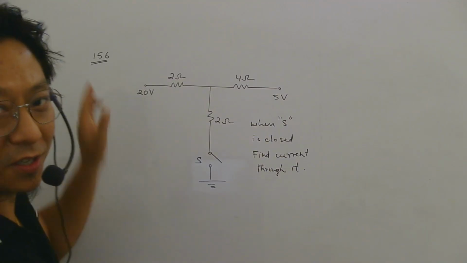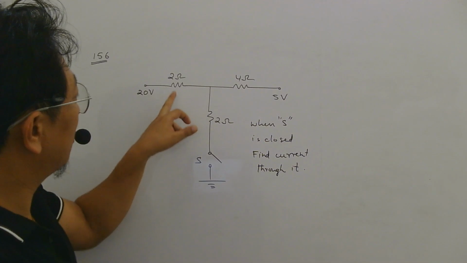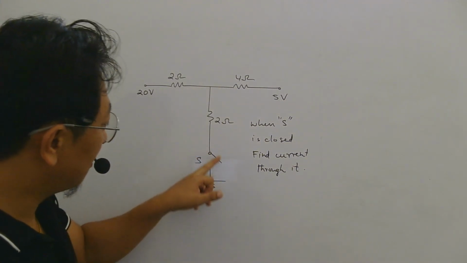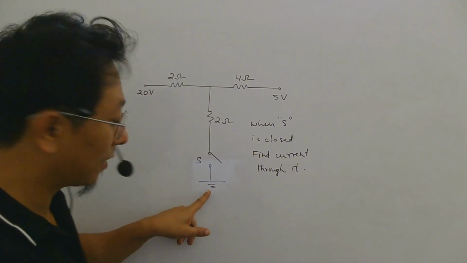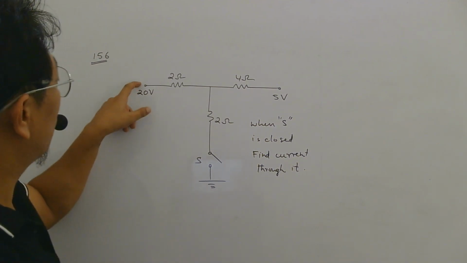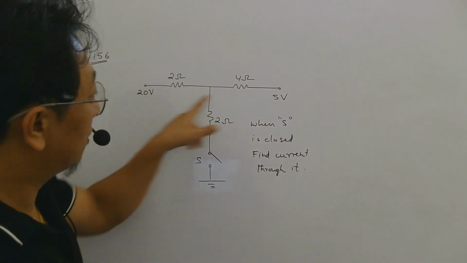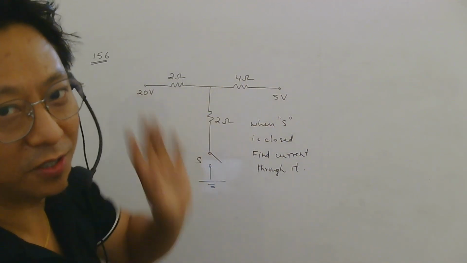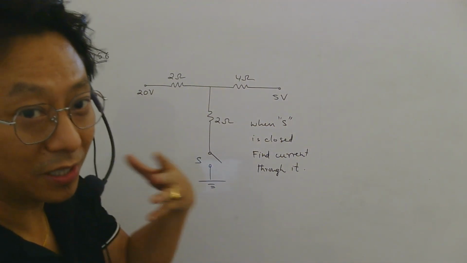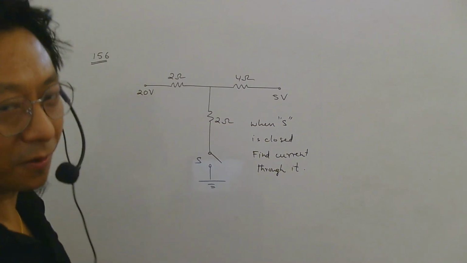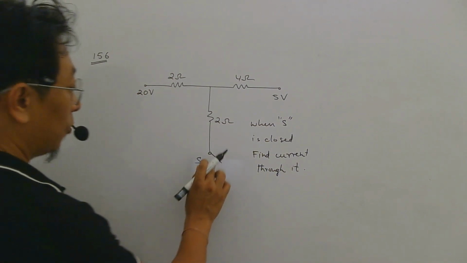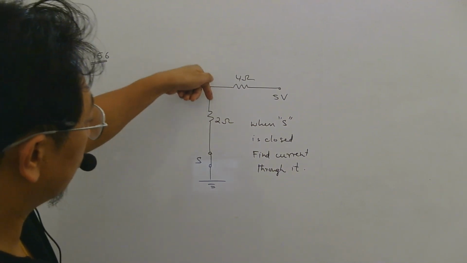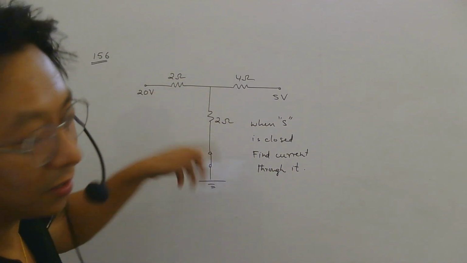Number 156, they have given you this circuit with 2 ohm, 4 ohm resistance, here 2 ohm resistance. Here there is a switch and this is grounding, okay? And this point is connected to 20 volt potential and this point is connected to 5 volt potential. These are potentials, not potential differences, the potential of this point. Now, when the switch is closed, they are asking how much current will flow through the switch.